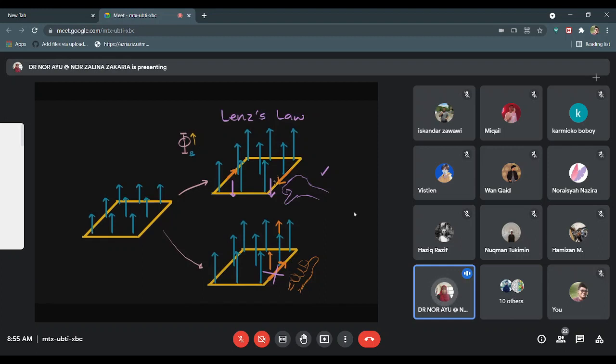So if the flux is increasing, the magnetic field that's induced by the induced current should make the flux decrease. If the flux is decreasing, then the induced magnetic field by the induced current should make the flux decrease less, or should be additive to the flux.